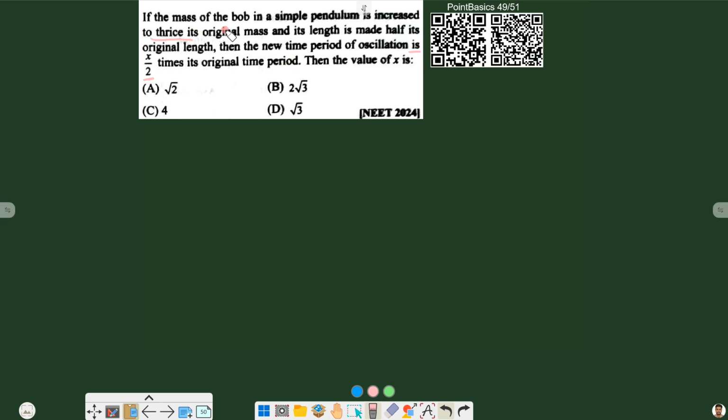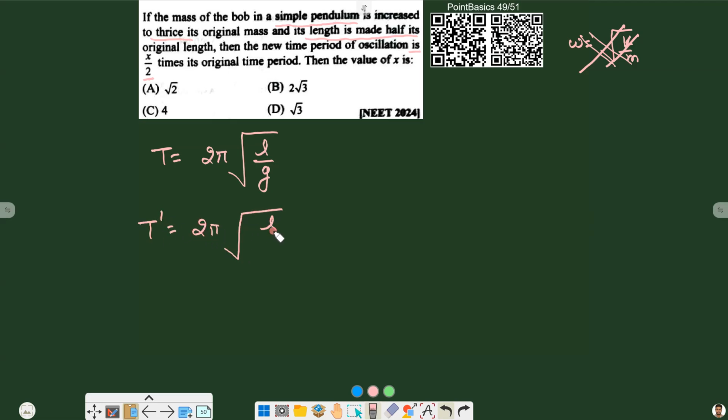Now, this is a simple pendulum, not spring motion. For a spring, omega is given by root of k by m, but not for a simple pendulum. For a simple pendulum, the time period is given by 2 pi under root L by g, and the time period does not depend upon mass. It only depends upon length. So the new length is made half. So T dash will be 2 pi under root L by 2 g, where g will stay as it is.